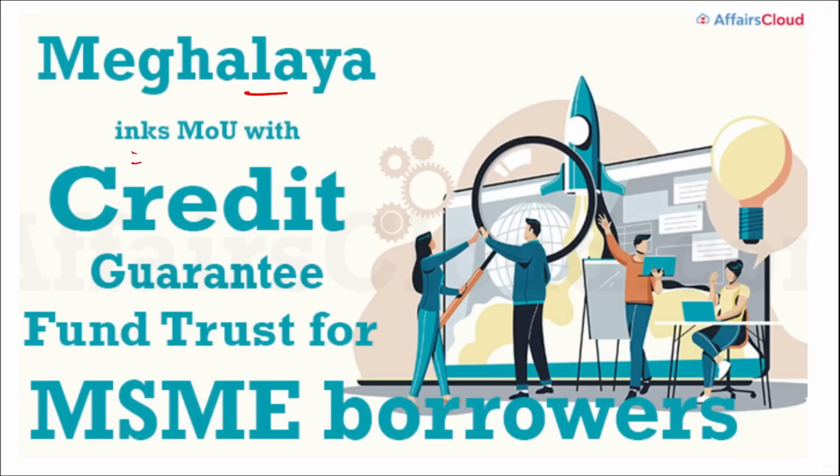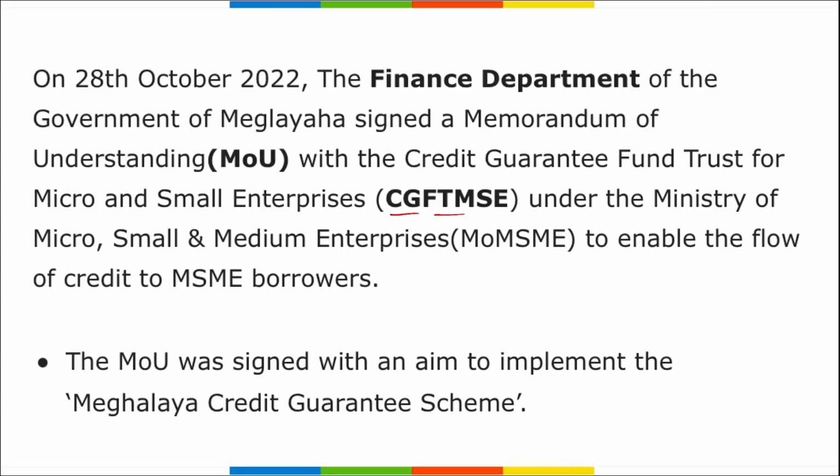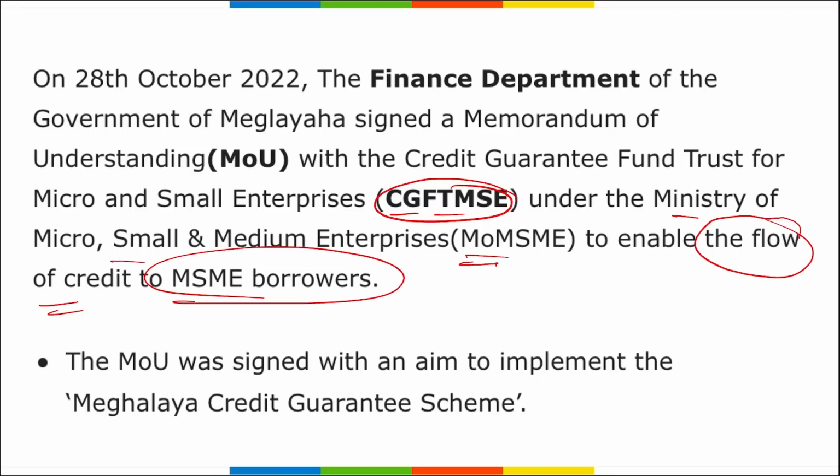Next, Meghalaya has inked an MOU, Memorandum of Understanding, with the Credit Guarantee Fund Trust for Micro and Small Enterprises, also known as CGTMSE, for MSME borrowers. Highly important. Basically, this comes under the Ministry of Micro, Small and Medium Enterprises, and the reason is to enable the flow of credit to MSME borrowers, so that people can have money in their hand and start trading various products. Because MSMEs are small businesses, this MOU was signed to provide them upfront money to invest in their businesses. It was signed with an aim to implement the Meghalaya Credit Guarantee Scheme.